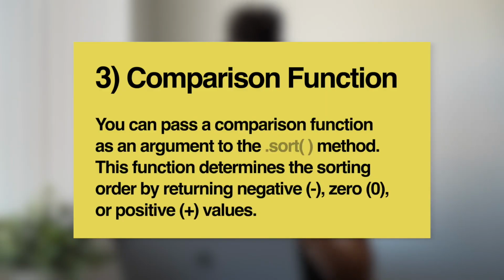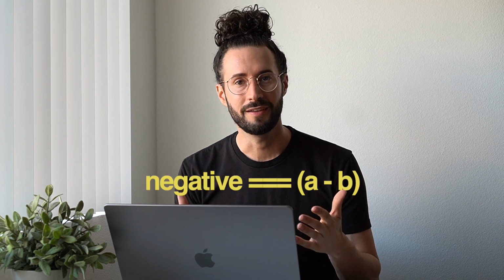Also, speaking of that function, number three, the comparison function. You can pass a comparison function as an argument to the sort method. This function determines the sorting order by returning negative, 0, or positive values. So if the result is negative, A is sorted before B. If it's positive, B will come before A. And lastly, if the result is 0, no changes are applied.